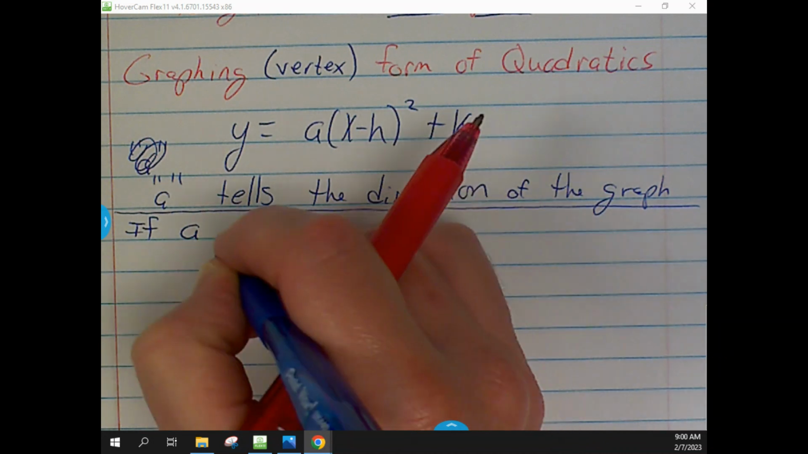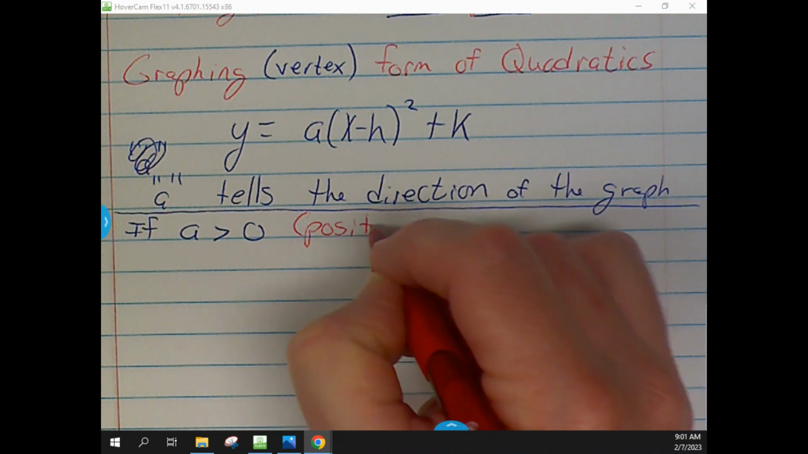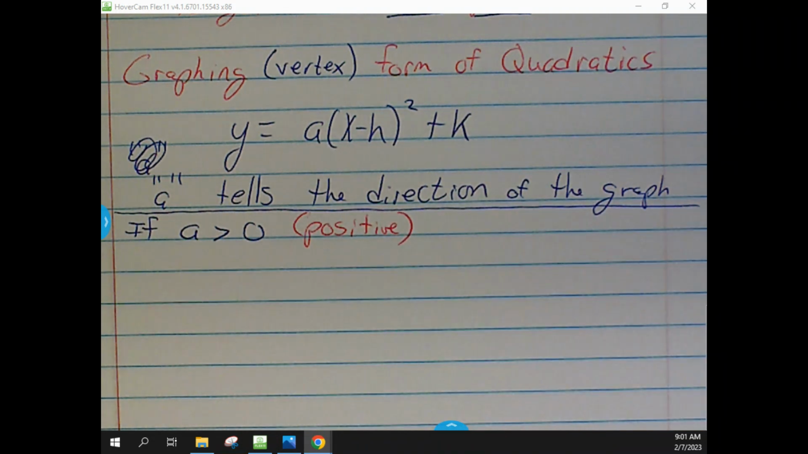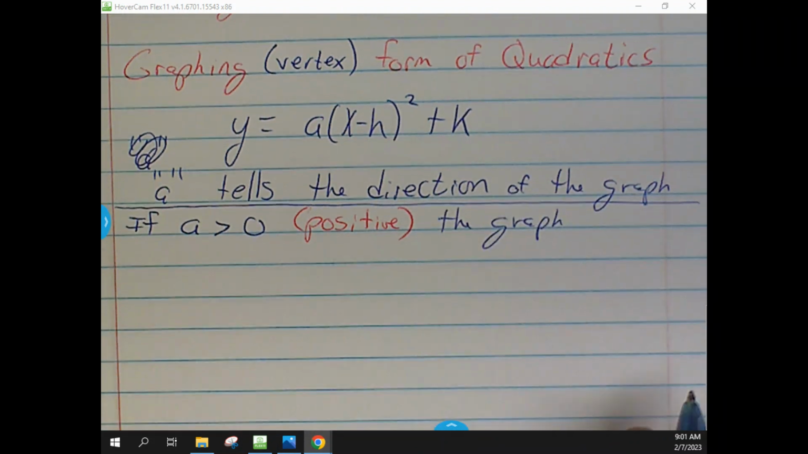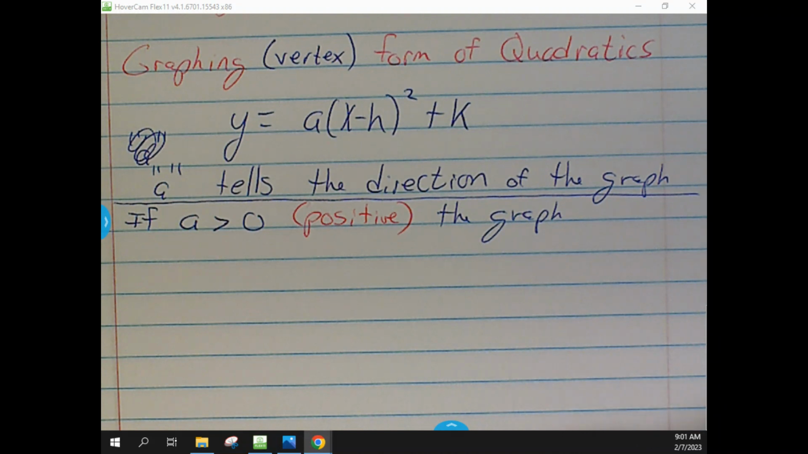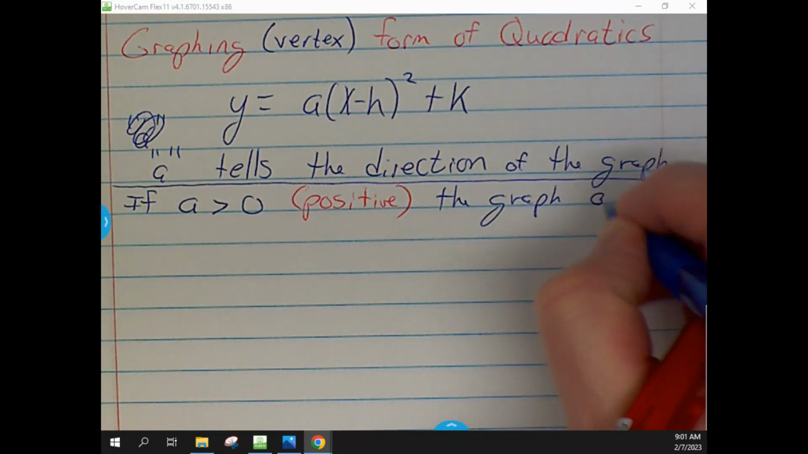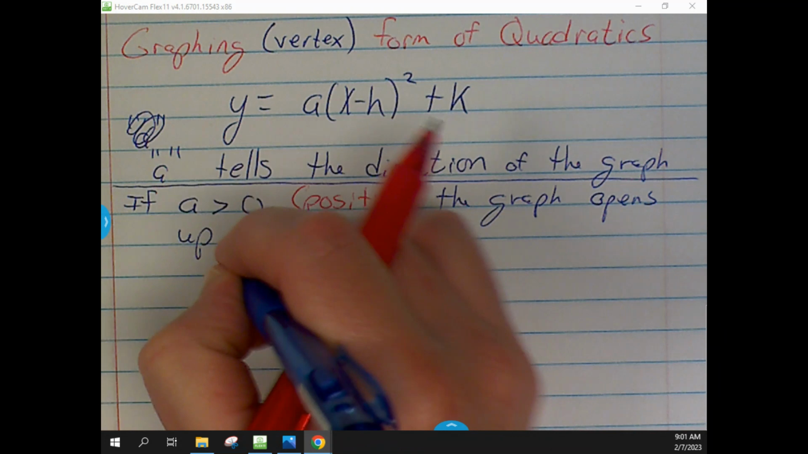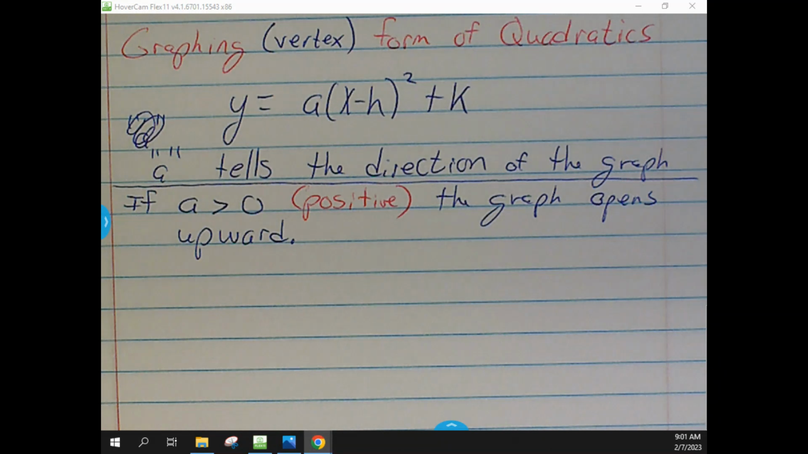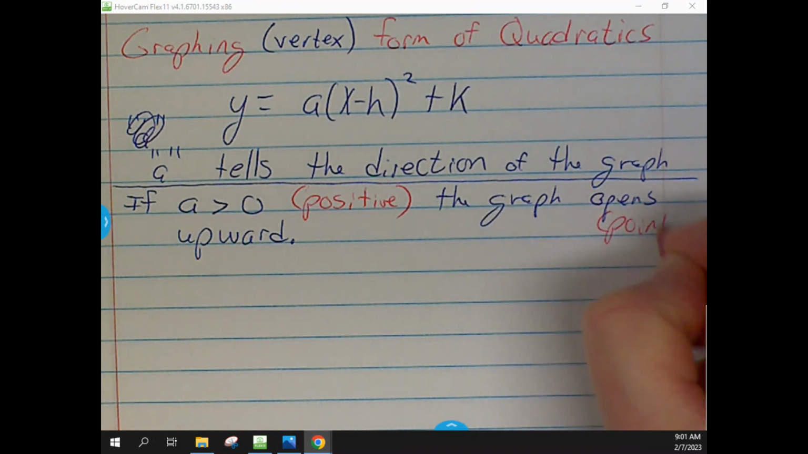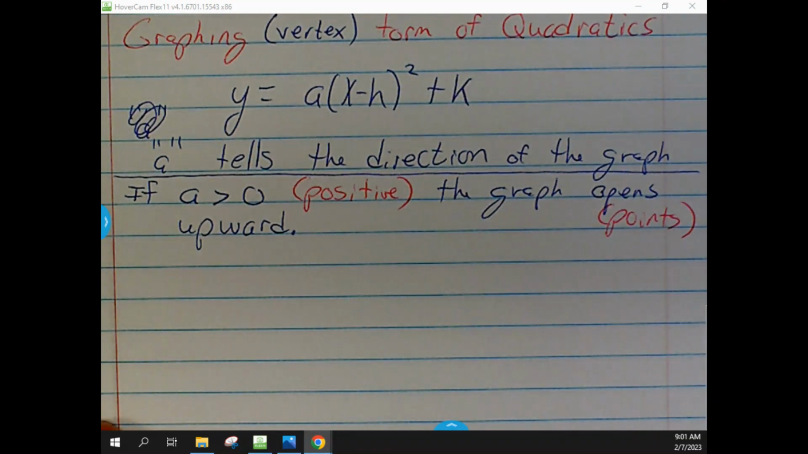If a is greater than 0, if a is positive, we would say the graph points, but some teachers get really mad if you say the graph points. We'll just say the graph opens upward. So if they say it opens upward, you can say it points upward, whatever you want to do for that part of it.